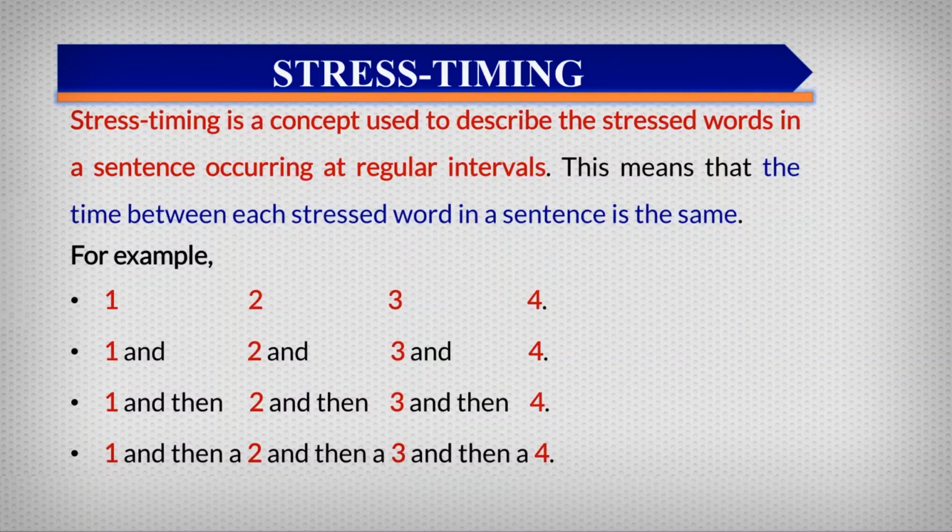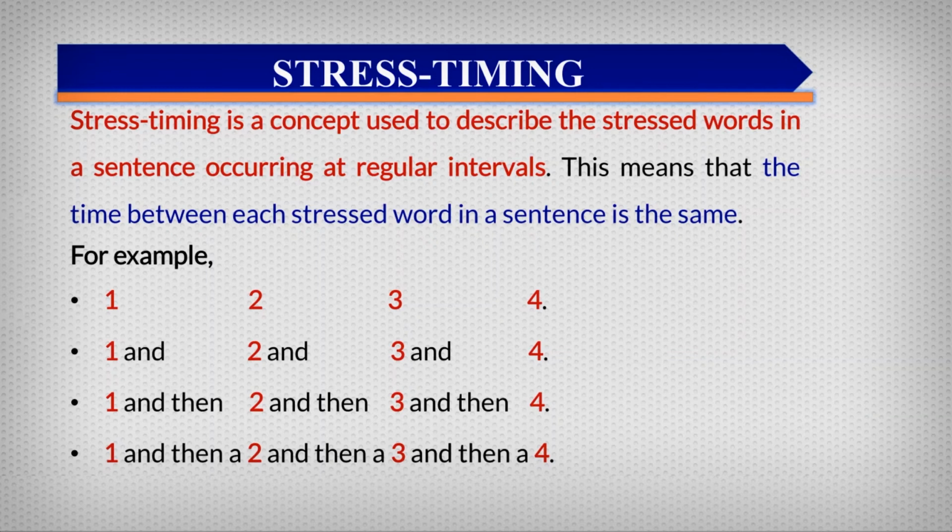We have 1, 2, 3, 4. These numbers represent the stressed words. Now, we'll do a count together. 1, 2, 3, 4. Now, we'll add words in between 1, 2, 3, 4 that are unstressed. And you'll still notice the timing. 1 and 2 and 3 and 4.